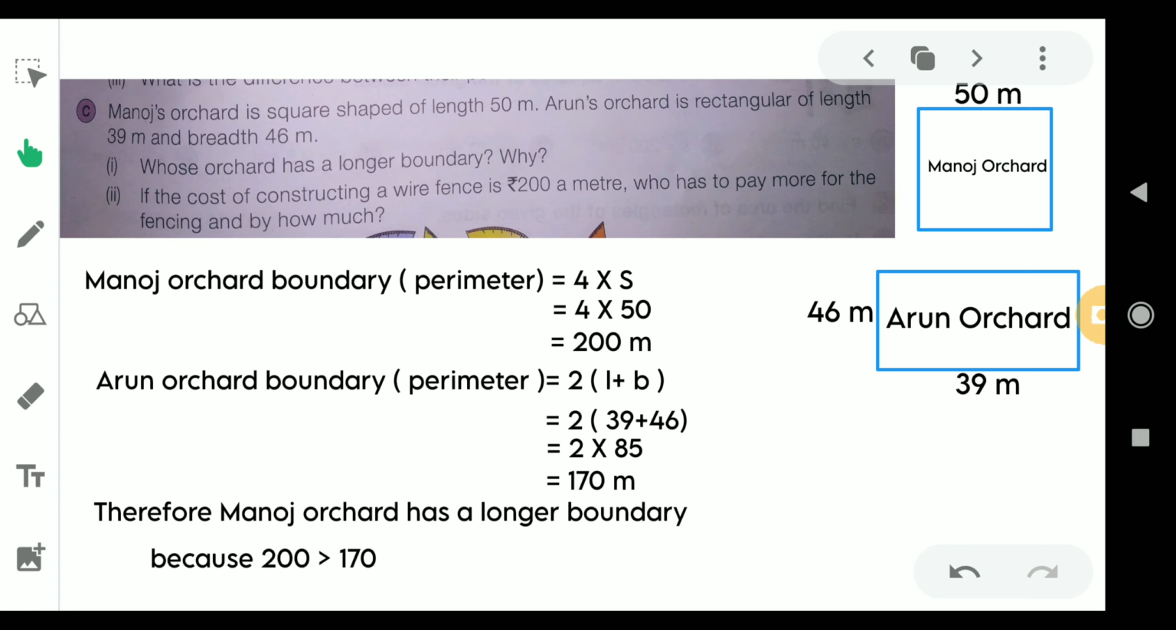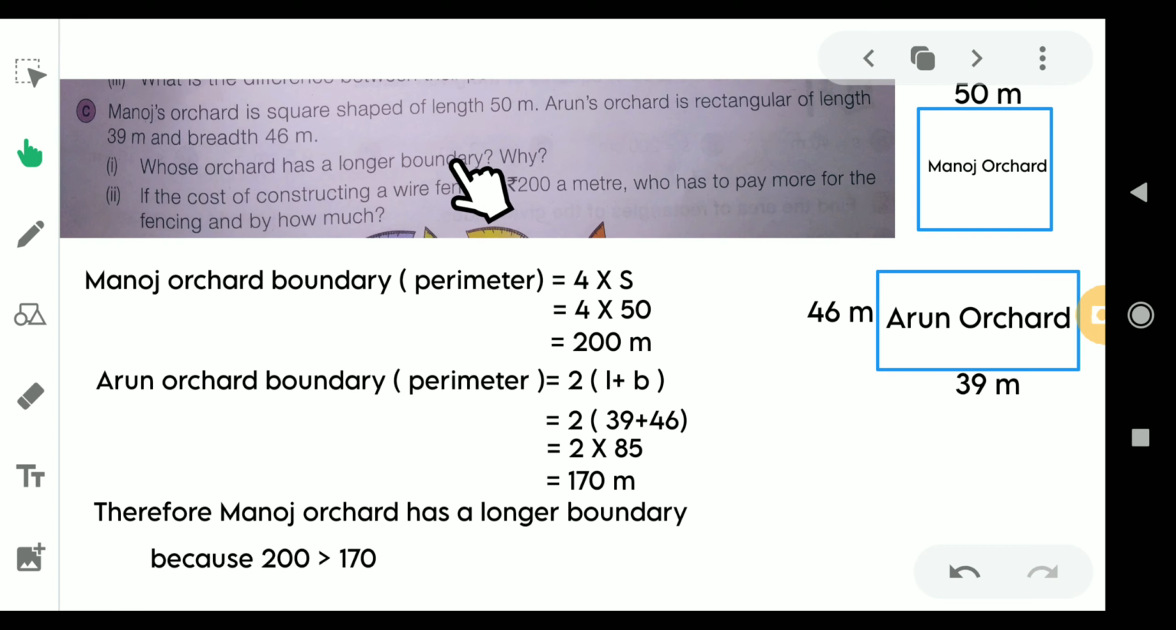Let us move on to the next question. Manoj's orchard is square shaped with a length of 50 meter, and Arun's orchard is rectangular with a length of 39 meter and breadth of 46 meter. An orchard is just like a plantation where you can grow commercial plants like coconut, banana, and fruit trees.